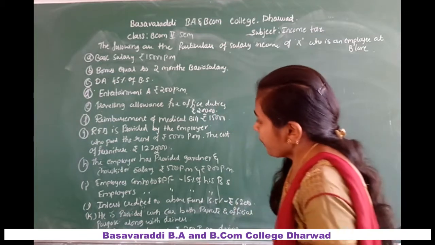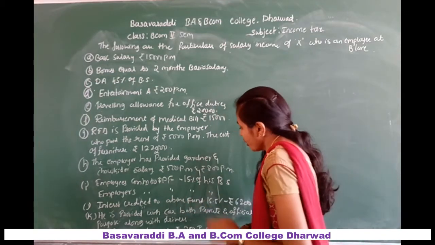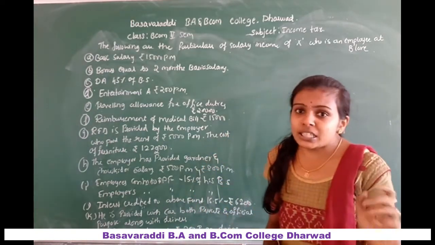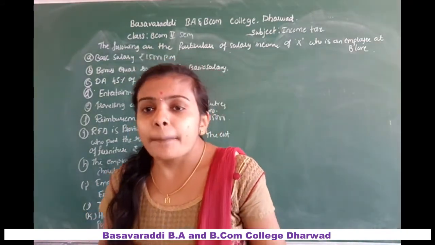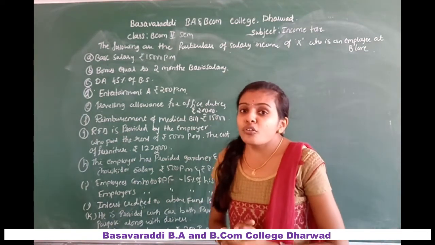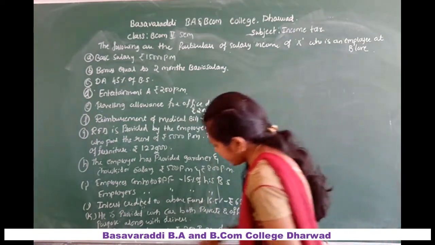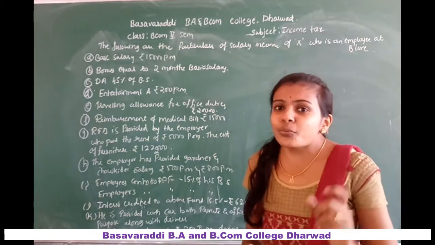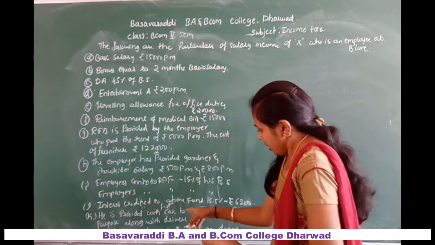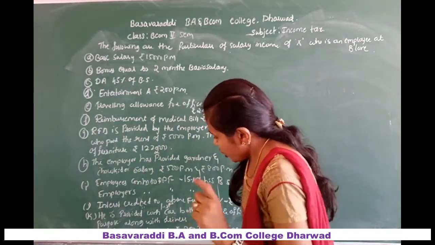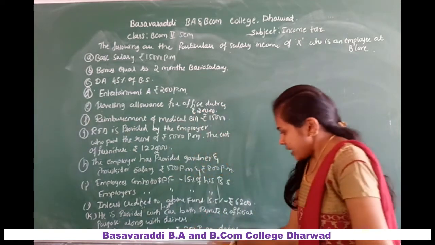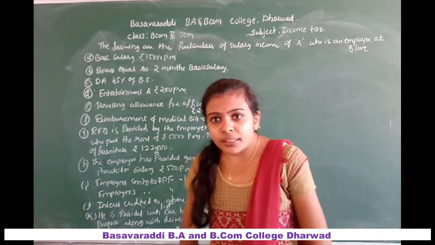And the employer has provided a gardener and chowkidar, with salaries of rupees 500 per month and rupees 800 per month. Employee's contribution to recognized provident fund is 15% of his basic salary, and the employer's contribution to recognized provident fund is 15% of basic salary, and interest credited to the above fund at 15.5% of rupees 6,200. He is provided with a car of 1.4 liter, 1400 cc, for both private and official purposes along with the driver's salary. Professional tax is rupees 200 per month during the year.